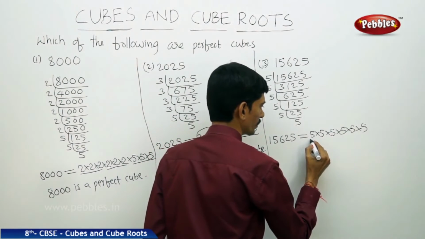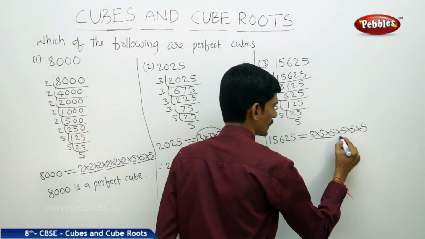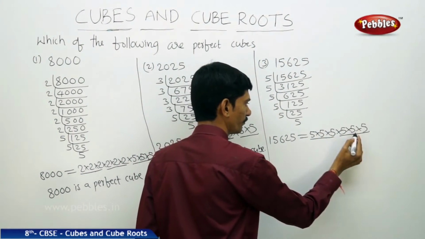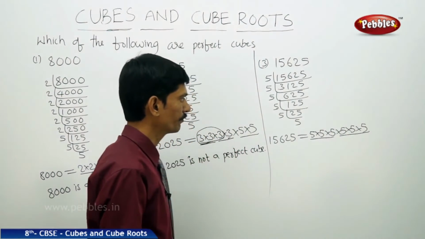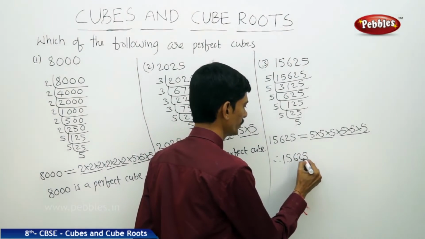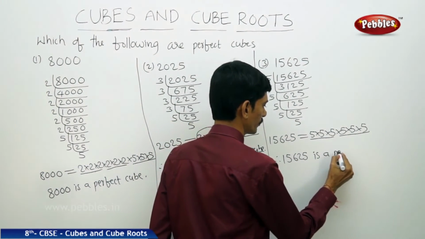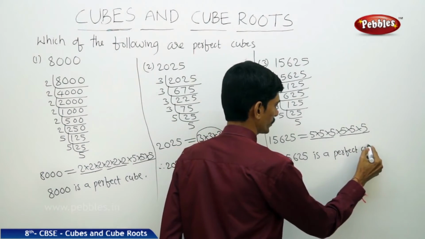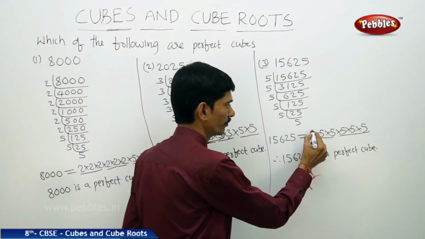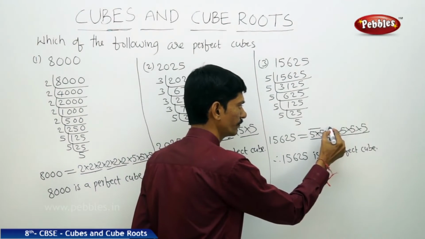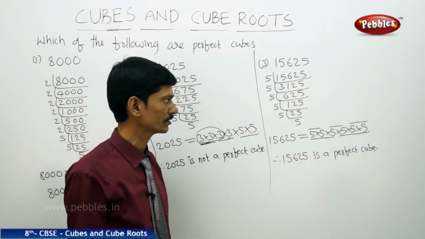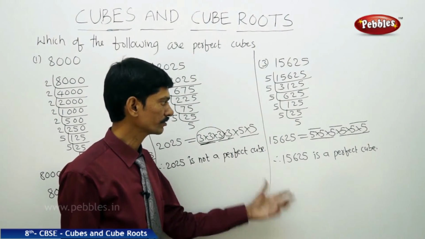Now if you take the group of 3s, here 5 appears 3 times, again 5 appears 3 times. So each prime factor appears 3 times. Therefore 15,625 is a perfect cube. Now let us check whether it is a perfect square or not. 5 into 5 is a pair, again 5 into 5 is a pair, again 5 into 5 is a pair. So every prime factor appears as a pair. So it is also a perfect square.